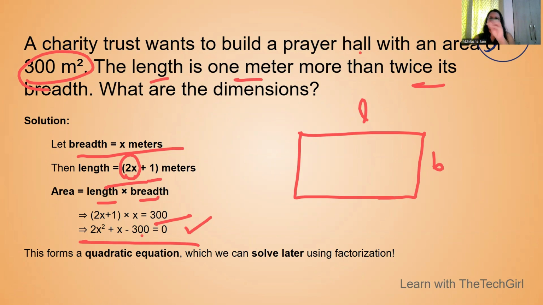Okay, read. A charity trust wants to build a prayer hall. Normally, prayer halls can be circular, rectangular, or square in shape, right? Until now, we don't know which. Then we know the area should be 300 meters square. Then they have given length and breadth, which means it's going to be rectangular. So now you know it's a rectangular hall with an area of 300 meters square. You know the relationship between length and breadth, so you are able to find the dimensions of length and breadth. Sounds good?